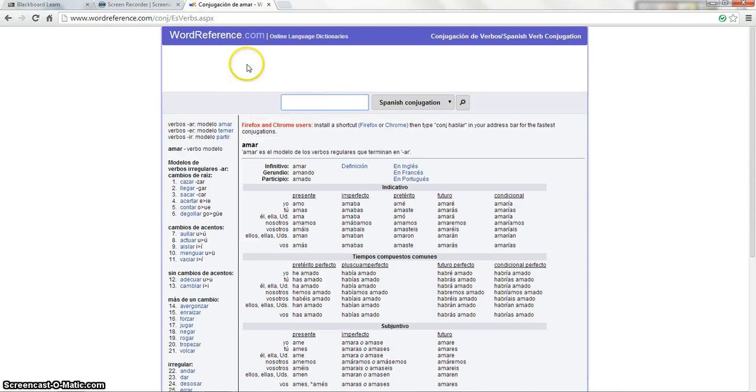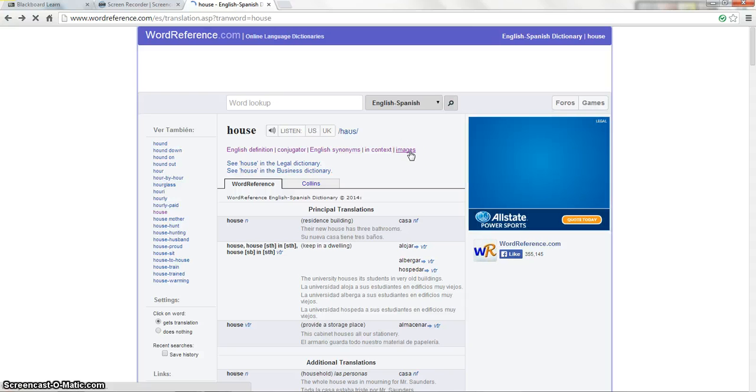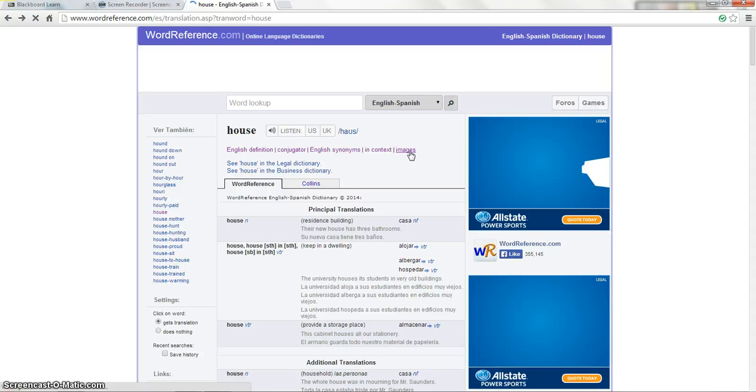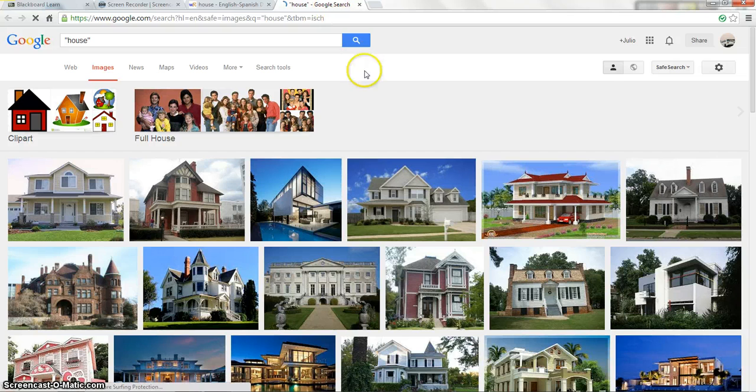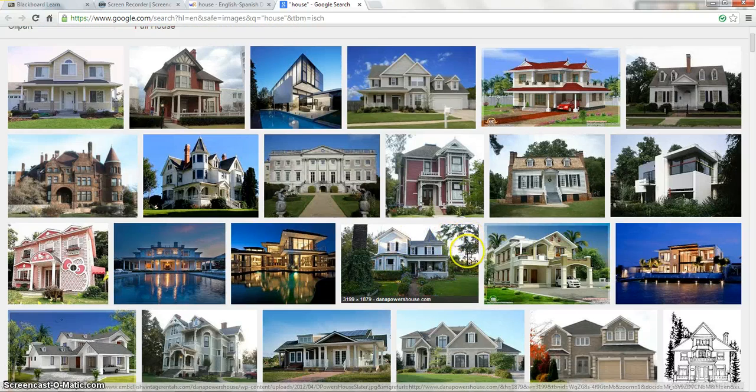So let's go back, and we will look at the images. I know you all know what a house is, but let's still go to the images. If you don't know another word, then you can just go to the images and see exactly what it is, to have a deeper sense, so it can stay in your mind. You don't forget about it.